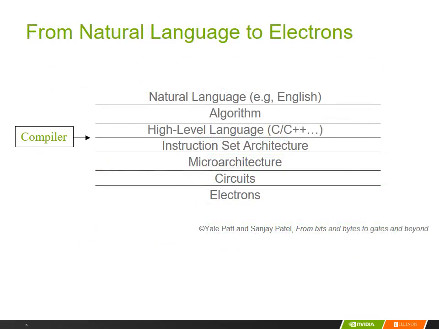Though we're going to be writing our code in the high-level language CUDA C, it will be important for us to understand how the compiler will translate these high-level language statements into instruction set architecture instructions, so that we can understand the performance behavior of our code. So this slide shows the 7-layer abstraction as described by Patt and Patel in their textbook, from bits and bytes to gates and beyond. At the top level, we can discuss and describe the computation in natural language.